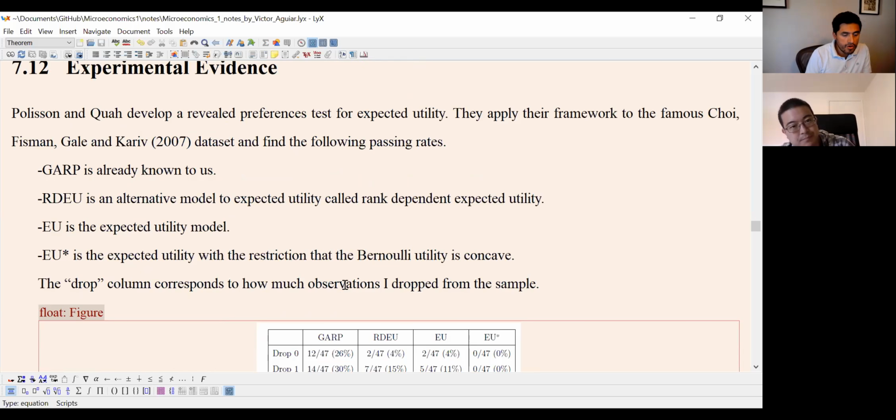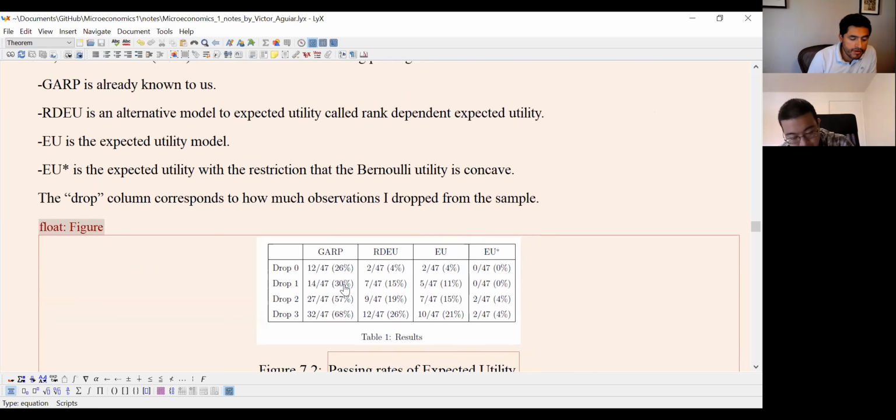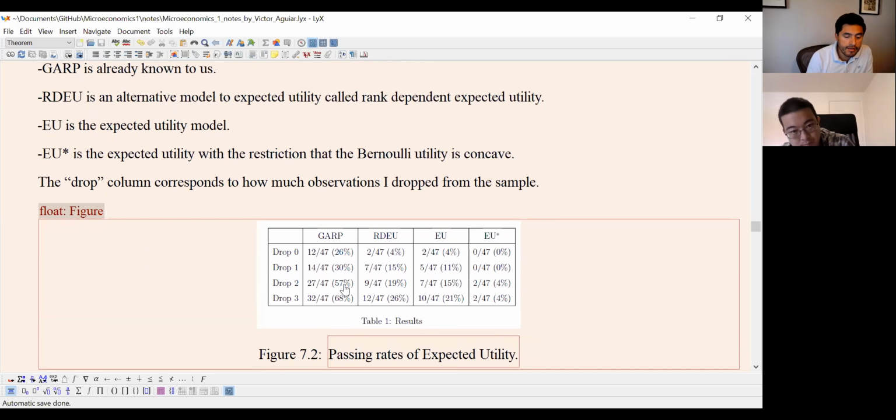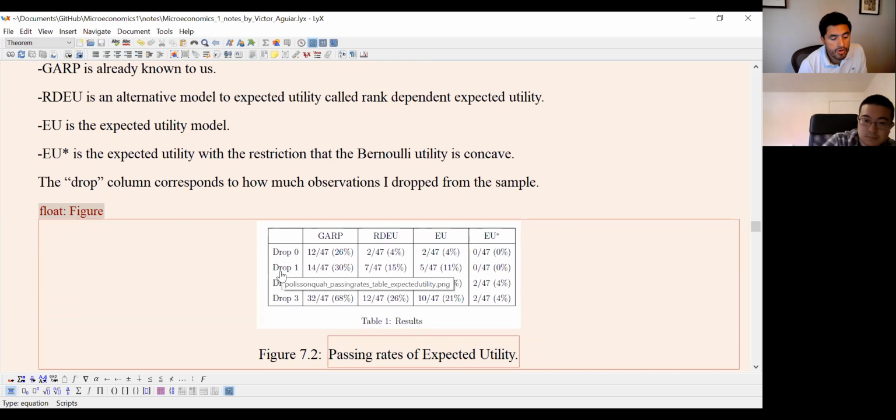So again, this experimental evidence I told you tells you that expected utility is not great. But one important thing I want you to see is that if I start dropping some observations, as Tyson said in previous classes, so what happens if you just have one violation of the model? So let's start dropping observations such that I still pass the model. And for instance, I can see that rationality quickly grows.